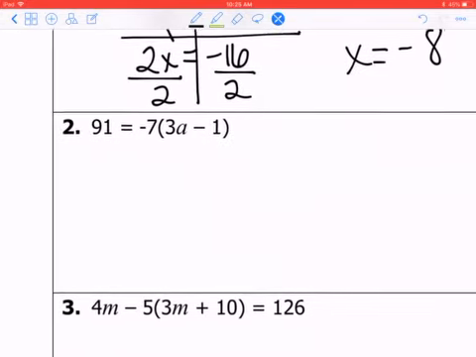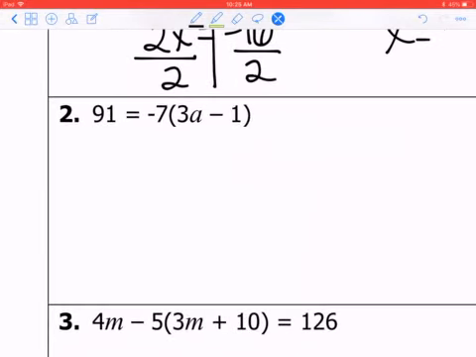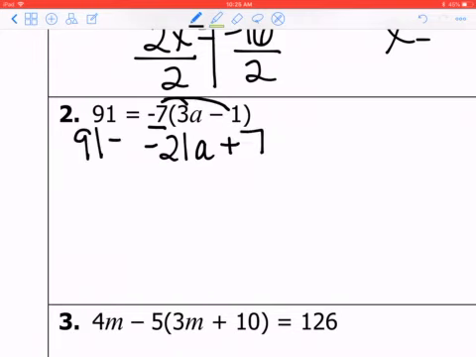Going to number 2. Now we do have the distributive property, which is represented with the parentheses. So I'm going to take whatever is on the outside of the parentheses, so in this case negative 7, and I'm going to multiply it or distribute to both terms. So negative 7 times 3a is negative 21a. And negative 7 times negative 1 is a positive 7. And I'll bring down the 91.